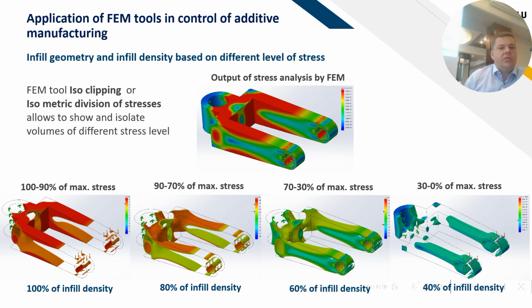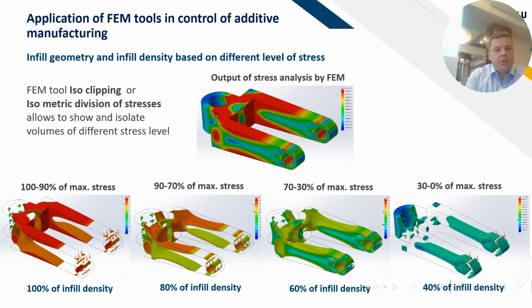For example, this is isoclipping, or isometric division of stresses, which allows us to show and isolate volumes of different stress level. It's a very useful tool when we are able to divide the whole CAD model into isolated volumes of this component, and every volume has a different level of stress.